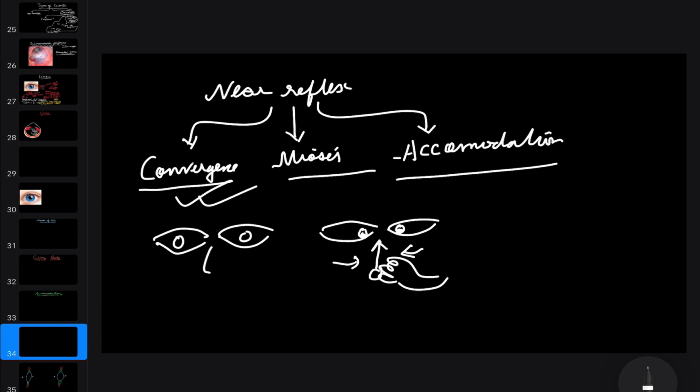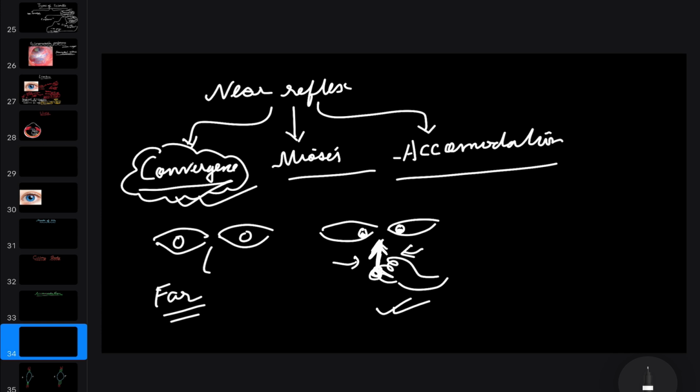Did you understand? Suppose you're looking at a faraway object. Normally this is how your eyes are. But when you're looking at something near you, suppose this is a pen, this is an object, whatever it is, you're holding it pretty close to your eyes, then you try to look at it, you will see that your eyes are converging, or rather they're shifting towards the midline, they're moving medially. They're rotating medially, they're converging towards each other. That is what convergence is. So convergence is a part of the near reflex.